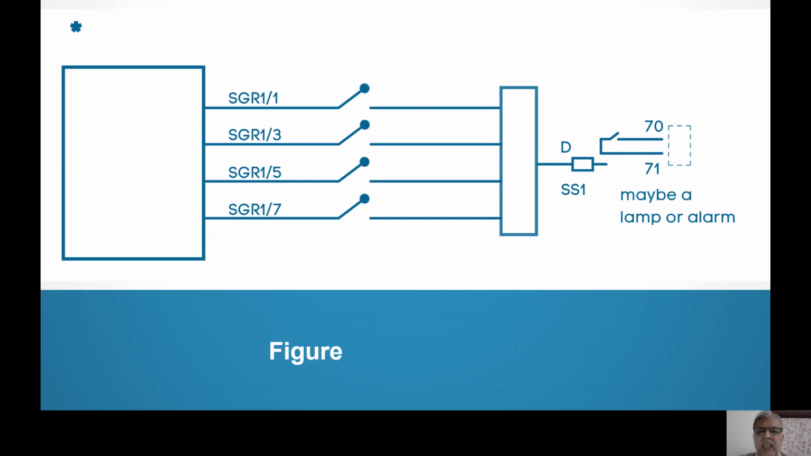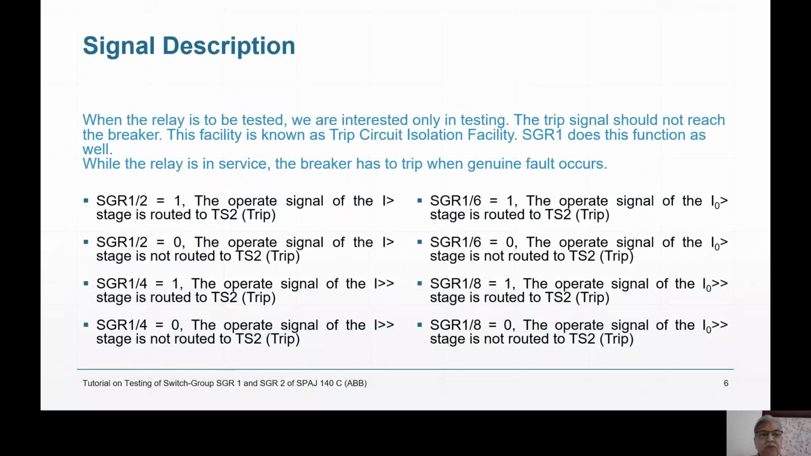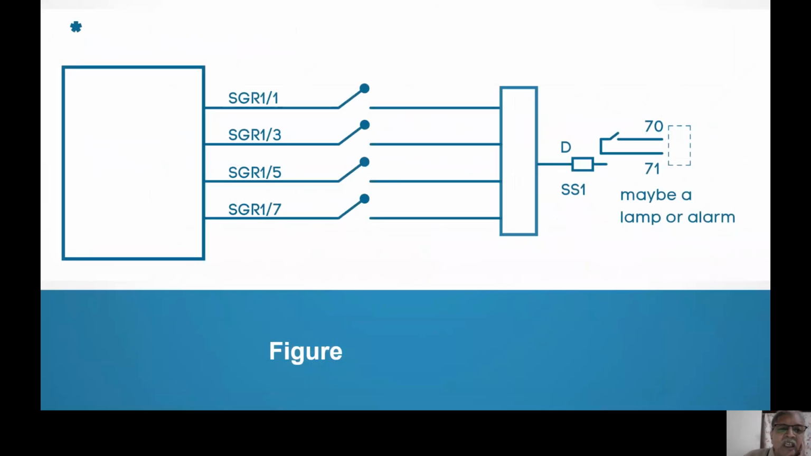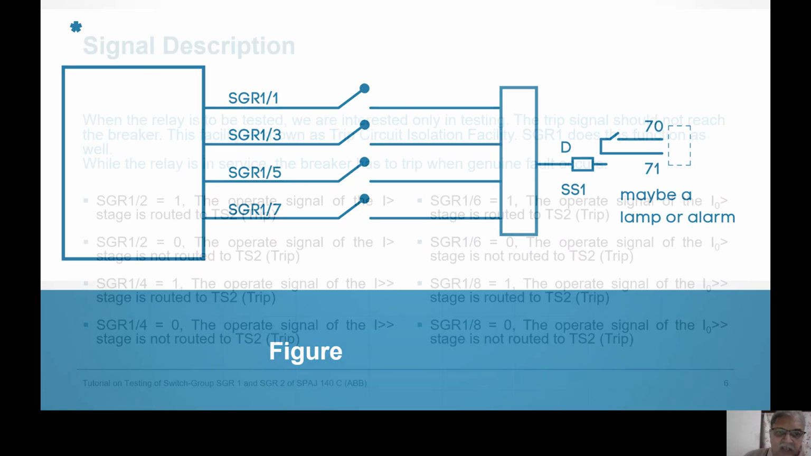Similarly, SGR13 for I double greater than, SGR15 for I0 greater than, SGR17 for I0 double greater than. These facilities are there for SGR1, right? We were talking about SGR1/1, 1/3, 1/5, and 1/7. Yet SGR1/2, 1/4, 1/6, 1/8 remain.